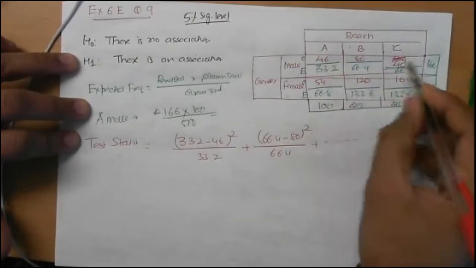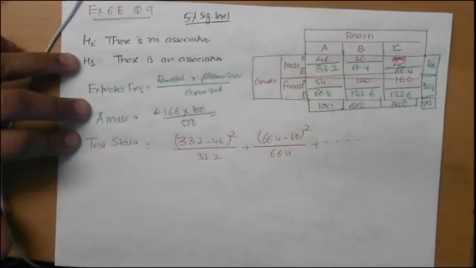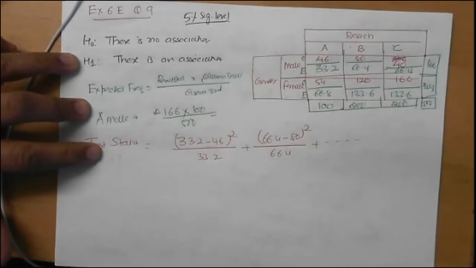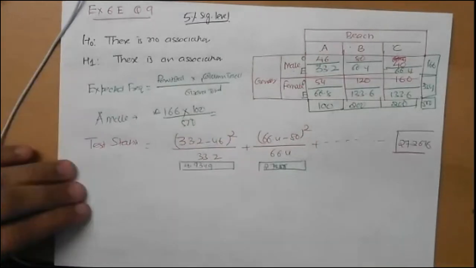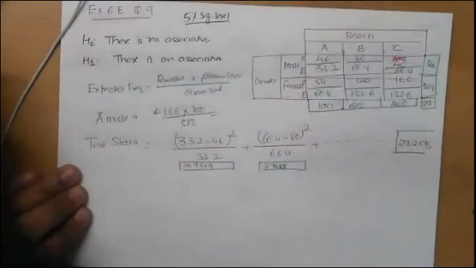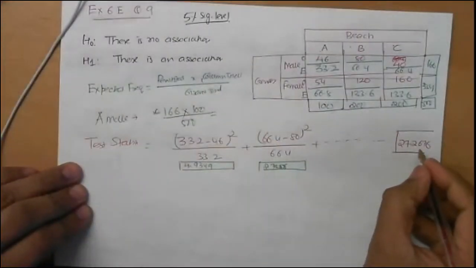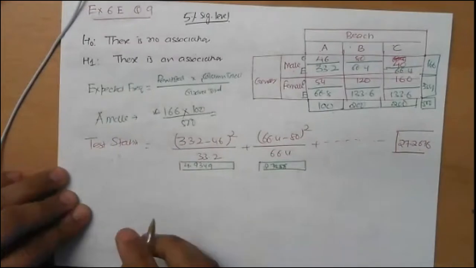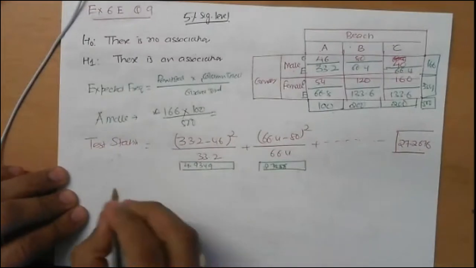So there'll be 1, 2, 3, 4, 5, 6 numbers. Guys, can you work that out and work out the test statistic for me, please? Thank you. Okay, guys, my calculation on a different piece of paper worked out as 27.2676. So what's my next step after that, people? I have to work out the critical value.